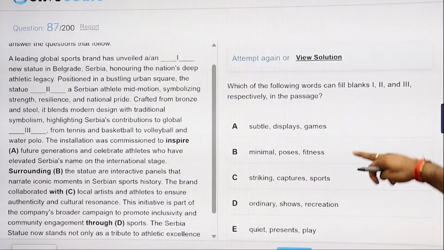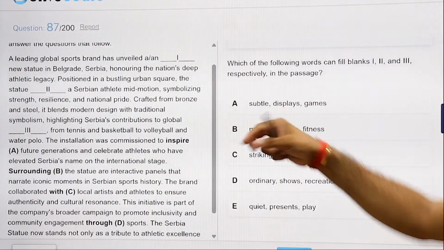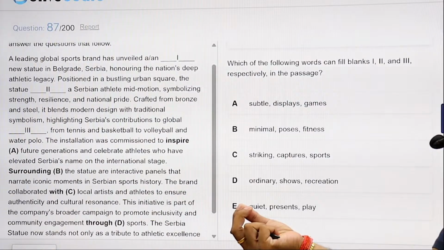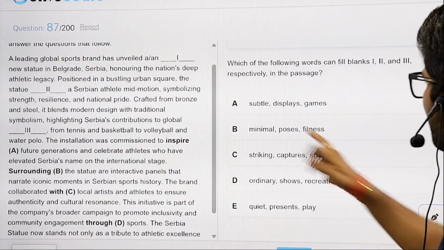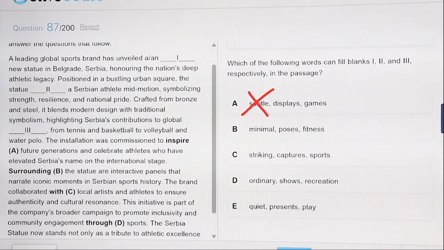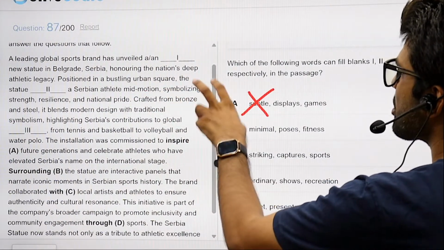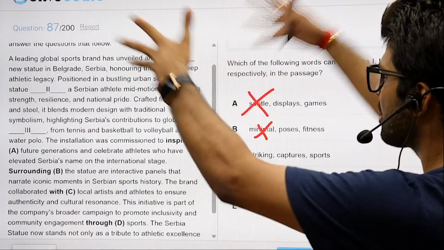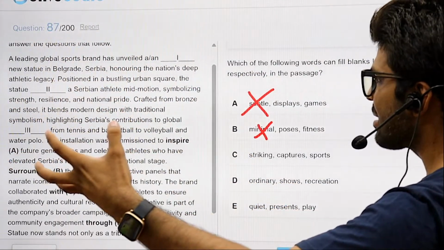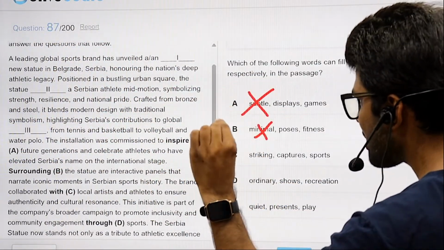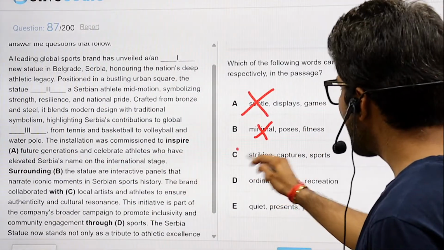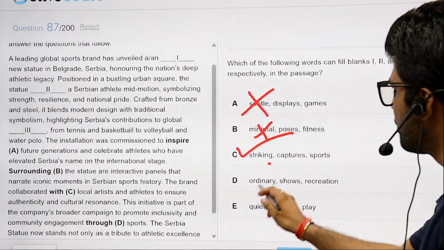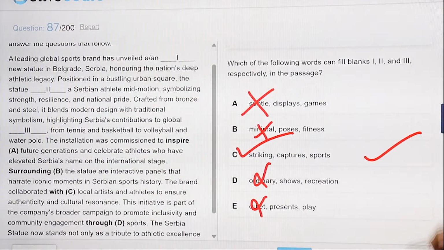What can be there? I think has unveiled a subtle new statue. I don't think so. Subtle matches the tone of new statue, like Statue of Liberty and Poverty. No, it's something else. Leading global sports brand has unveiled a minimal new statue. I don't think so. It matches the tone of the passage, highlighting things, saying minimal, small, subtle, small, striking, attracting. Seems good. Ordinary statue, quiet statue. I think the third one should be correct.